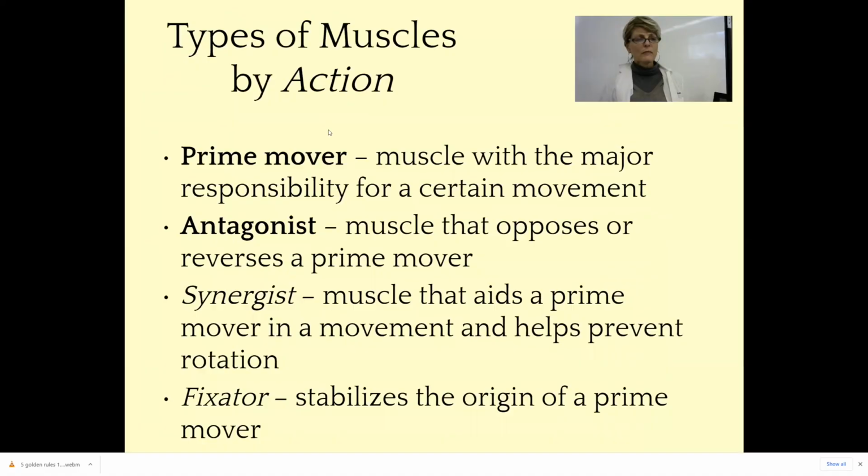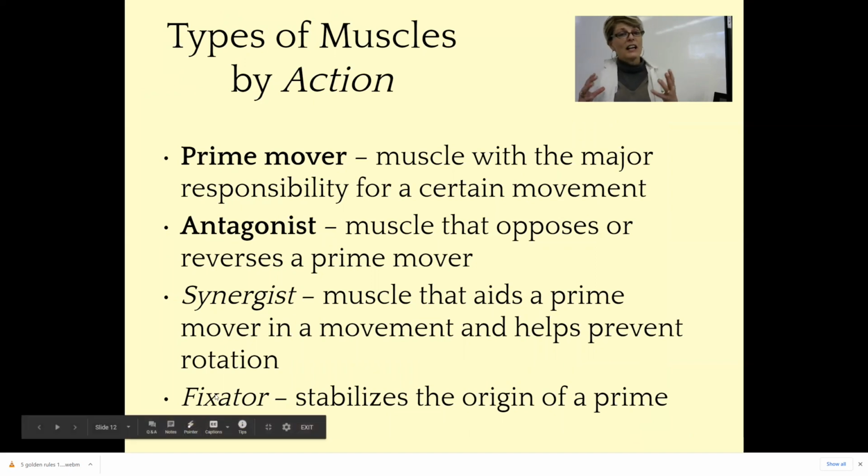I'm Dr. Barbie. So you're primarily going to be focusing on the prime mover, the main muscle that moves something in a particular action. A lot of muscles have other little muscles that help them do the same actions, called a synergist. Sometimes you have muscles that help stabilize the origin.